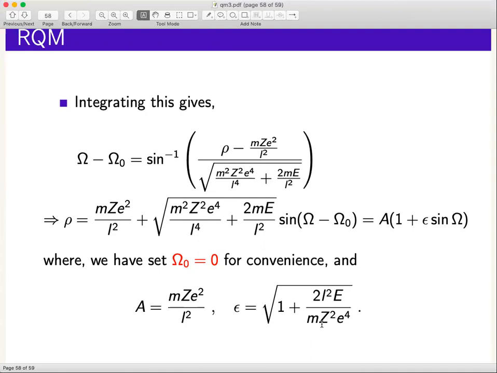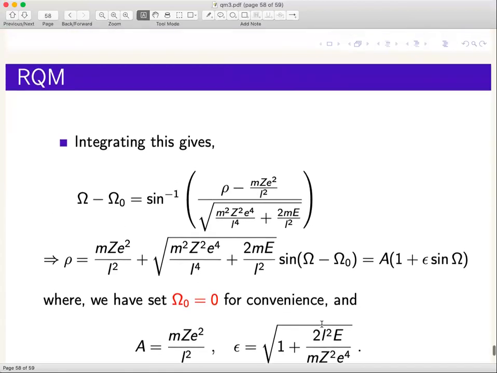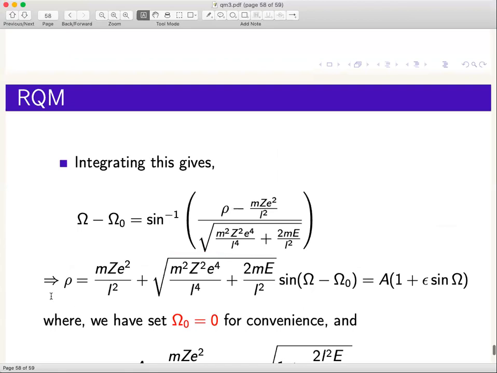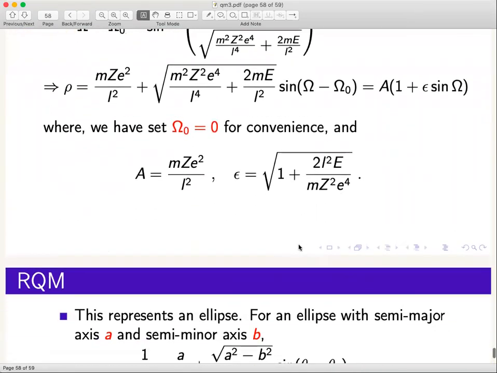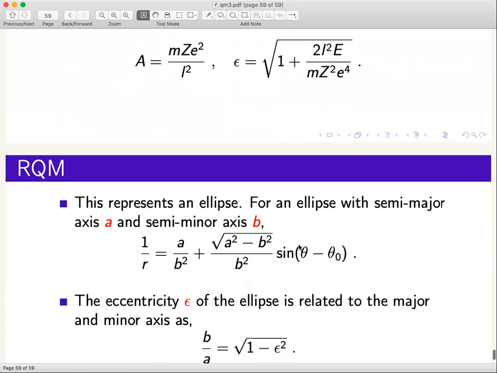Fine. So now the point is that this expression that we have written down, rho is equal to say a plus b sine omega. This is an equation of an ellipse. If this is the kind of dependence rho has on an angular variable, then you would say that this is an equation of an ellipse. So let's see how that happens.